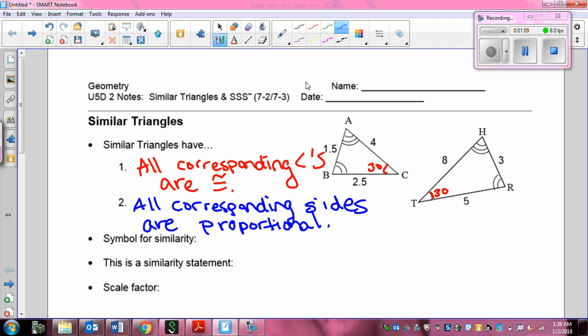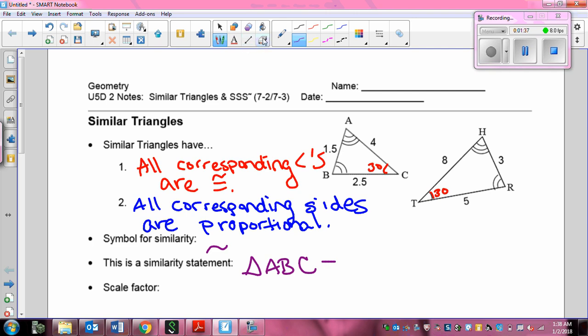The symbol for similarity is going to be a tilde. So just like on top of the congruency, we have a tilde on top, it's just going to be a tilde by itself. And this is a similarity statement. So this is my left-hand triangle and my right-hand triangle. And we're going to make the triangle symbol. Remember, order matters. So triangle, the first one, it doesn't matter. I'm going to put A, B, C because it's in alphabetical order.